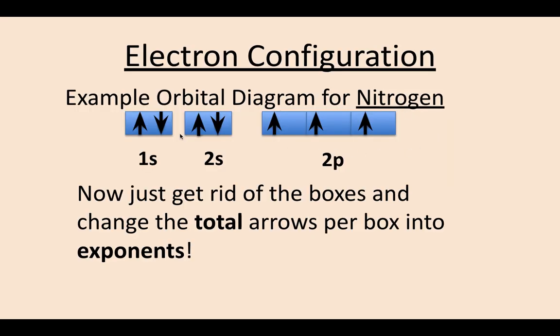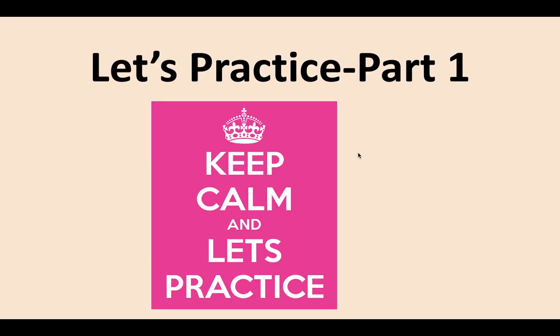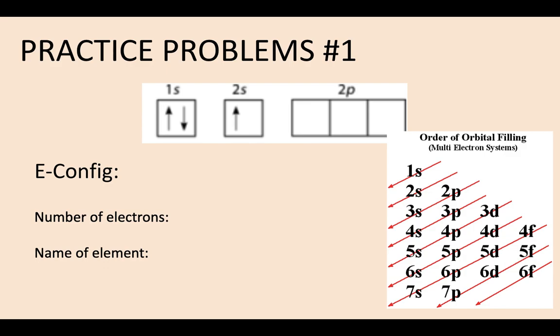Okay, so what does it look like? Here we drew the orbital diagram for nitrogen. Now we're going to get rid of the boxes and change the total arrows into exponents. So here we had 2 arrows, so the exponent becomes 2. Here we had 2 arrows, so the exponent becomes 2. Here we had 3 arrows, so the exponent becomes 3. Okay, so 2 plus 2 is 4, plus 3 is 7, and we know number 7 on the periodic table is nitrogen. All right, let's do some practice.